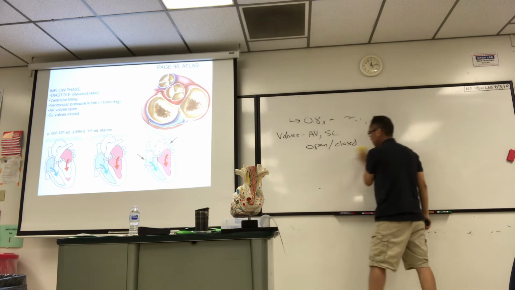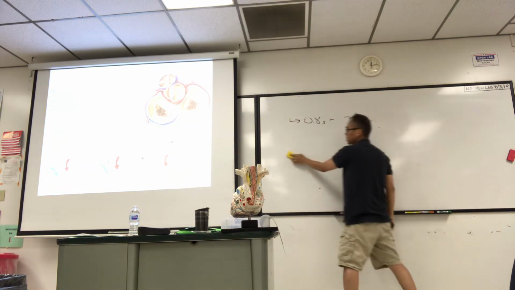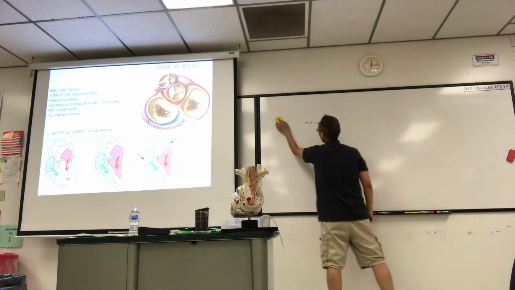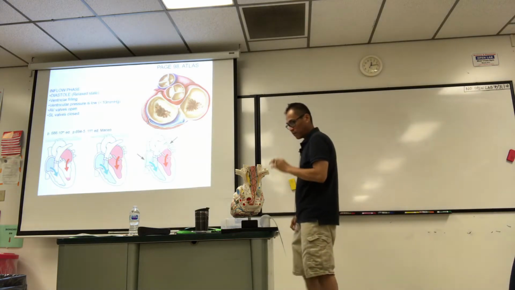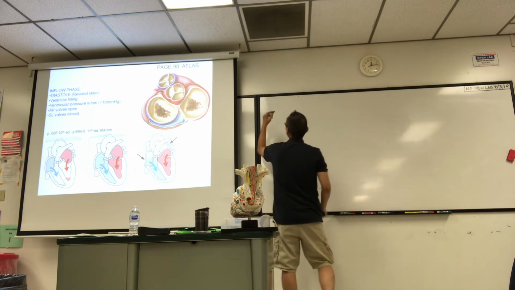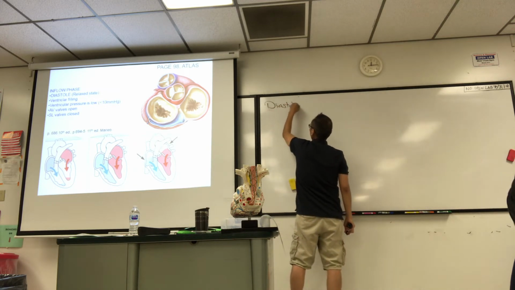Now, because it's systole and diastole, you think it might be two parts. We usually divide it into four or five parts. Let's call this first part ventricular filling. That's what's being shown here. Diastole, ventricular filling.